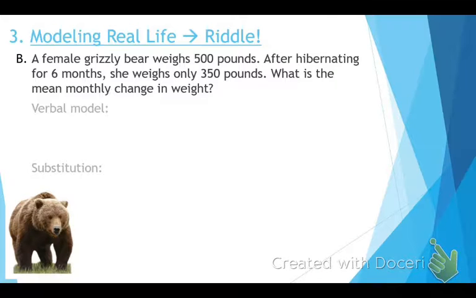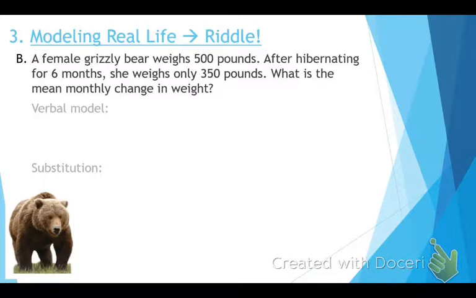A female grizzly bear weighs 500 pounds. After hibernating for 6 months, she weighs only 350 pounds. So did her weight go up or did it go down? Down. It went down. Now imagine if you did not eat for 6 months. Your weight would probably go down too. The question is now asking us, what is the mean monthly change in weight?